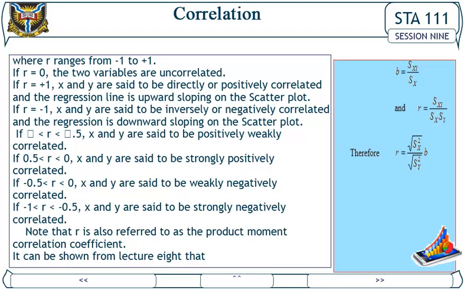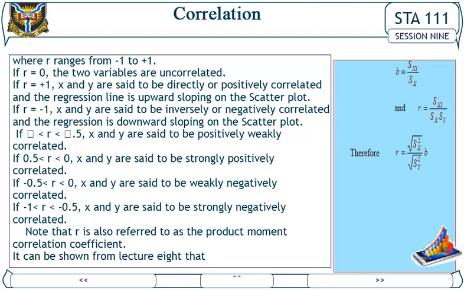-1 to +1. If r is equal to 0, the two variables are uncorrelated. If r is equal to +1, x and y are said to be directly or positively correlated, and the regression line is upward sloping on the scatter plot. If r is equal to -1, x and y are said to be inversely or negatively correlated, and the regression line is downward sloping on the scatter plot.